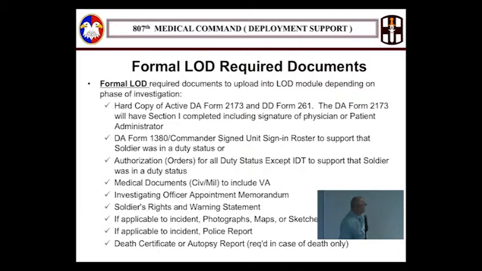Next slide. Formal. This requires a bit more. You're going to have a 2173. The DD 261 is your findings from the investigating officer. At the MSC level, we'll appoint the investigating officer. So you'll just follow through the procedures as if you were doing an informal, but we'll actually appoint the investigating officer and get the appointment memos and everything else done. We'll follow up on that.